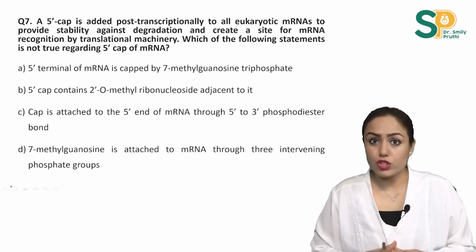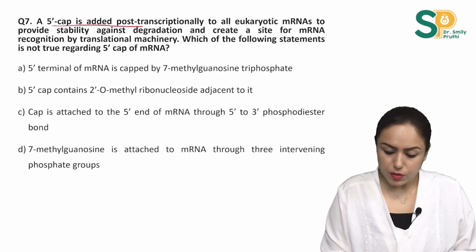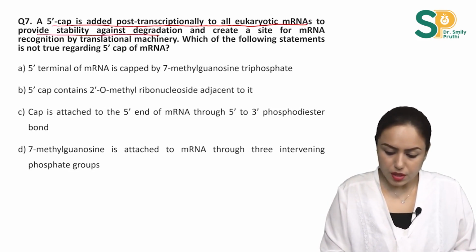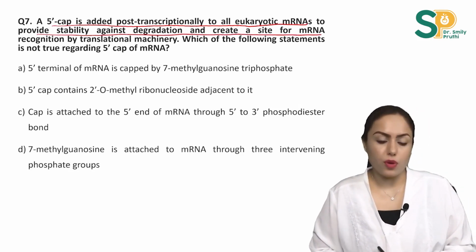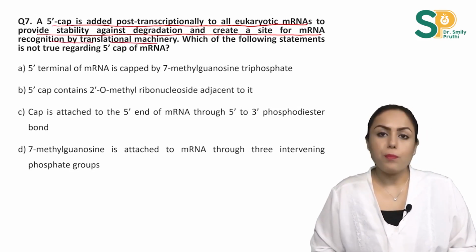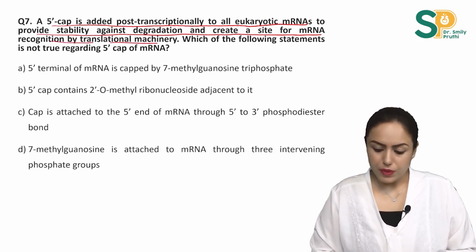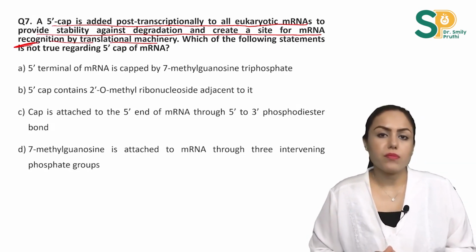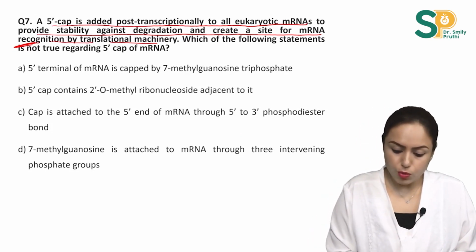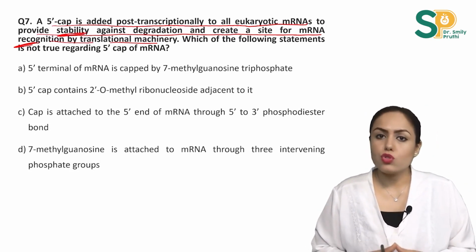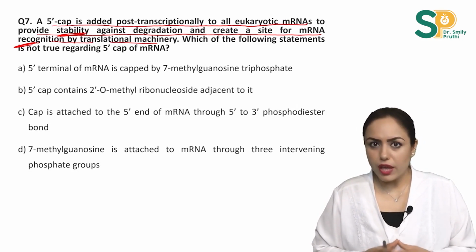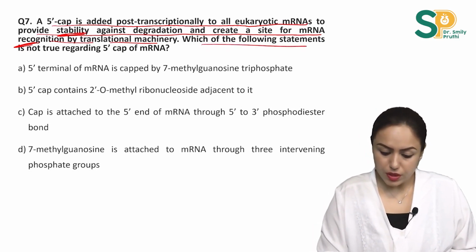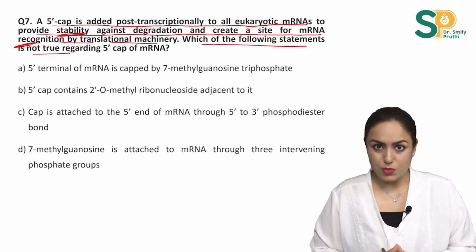Okay. Then question number 7. A 5' cap is added post-transcriptionally to all eukaryotic mRNAs to provide stability against degradation and create a site for mRNA recognition by translational machinery. Yes, this mRNA cap is very useful in initiation of translation, it also provides stability, and it prevents the attack by 5' exonucleases, right? Now, what is the question? Which of the following statements is not true? So you have to tell the wrong statement.